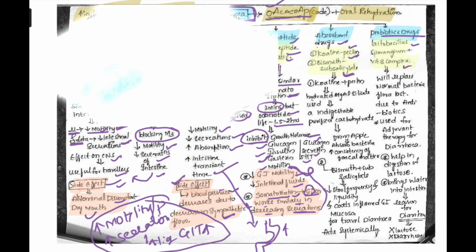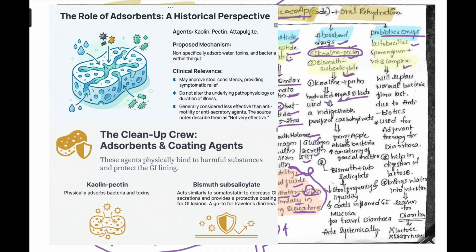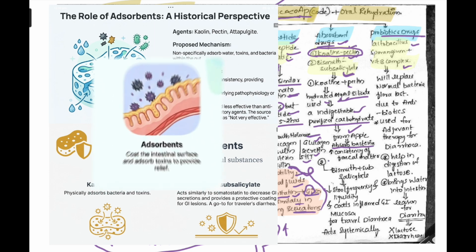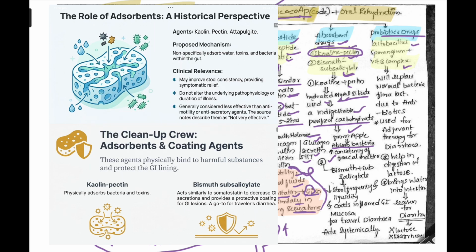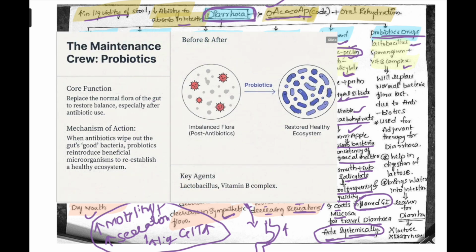Absorbent drugs like kaolin, pectin, and magnesium aluminum silicate are used. Pectin is an indigestible purified carbohydrate extracted from apple, and it absorbs bacteria and increases the consistency of the fecal matter. Because of the increased consistency, the liquidity decreases and absorption is enhanced. Bismuth subsalicylate decreases the stool frequency and liquidity and coats the inflamed GI mucosa; it is used for traveler's diarrhea and acts systemically.